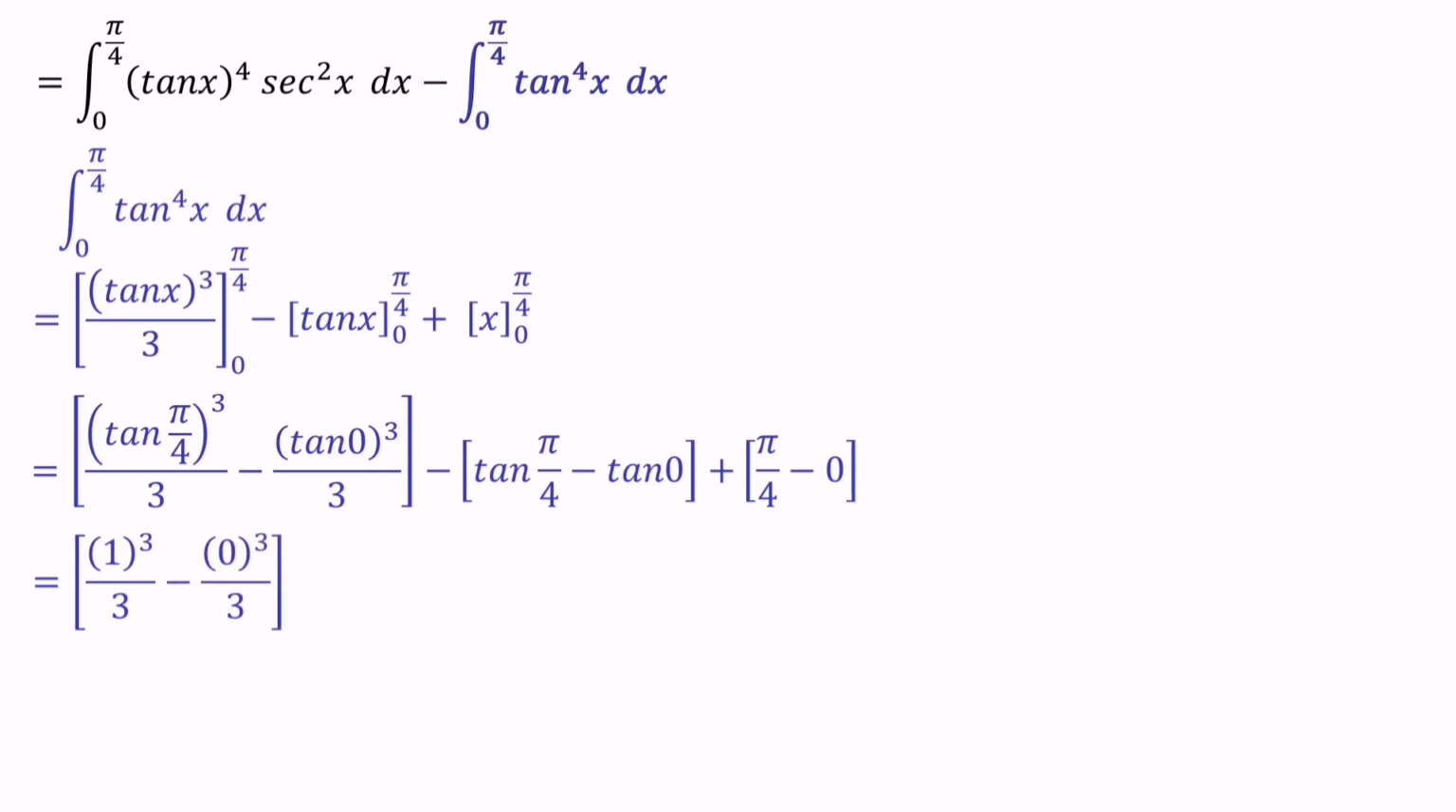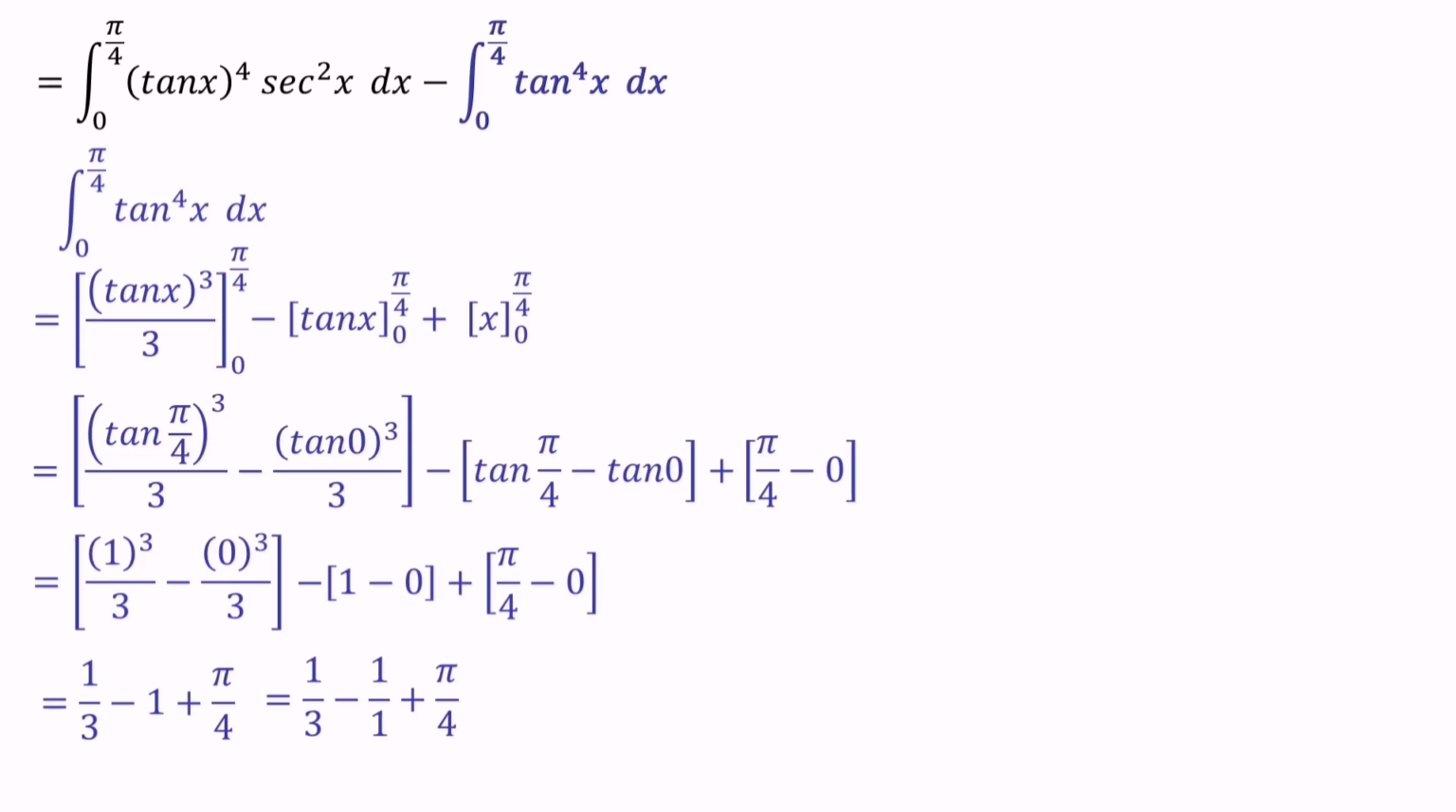Then we can write 1 cubed over 3 minus 0 cubed over 3 minus 1 minus 0 plus pi over 4 minus 0. After that, we can remove the brackets and get the result 1 over 3 minus 1 plus pi over 4. We can get a common denominator for 1 over 3 and minus 1. Then we have in the numerator 1 minus 3, in the denominator 3. 1 minus 3 equals minus 2. So we can get the final answer as minus 2 over 3 plus pi over 4.